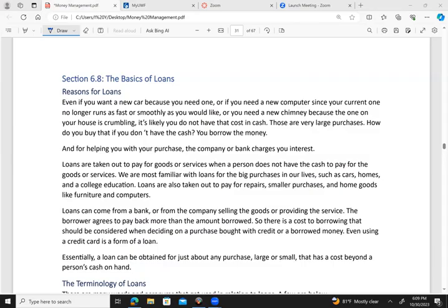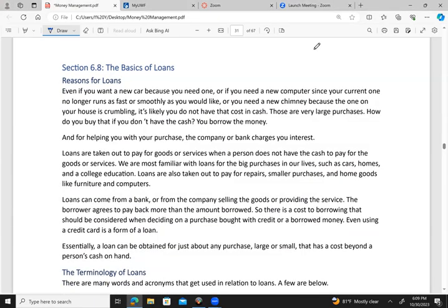Okay, today we're looking at section 6.8, the basics of loans. If you want a new car because you need one, or you need a new computer since your current one no longer runs as fast or smoothly as you like, or you need a new chimney because the one in your house is crumbling, it's likely you do not have that cost in cash. These are very large purchases. So how do you pay for it? Well, of course, you borrow the money.